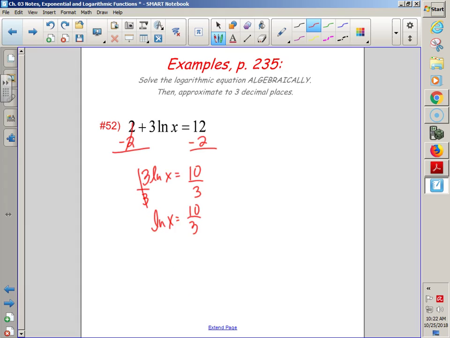Are we good so far? The logarithmic portion is now alone, with no extra coefficients, with no extra addition, subtraction, multiplication, division. Subtract the 2, divide the 3. Subtract the 2, divide the 3. Are we okay? ln's alone.